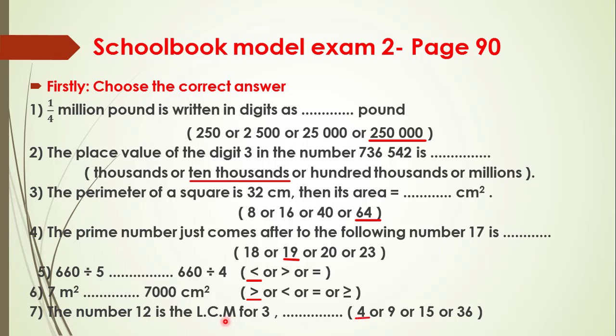The number 12 is the lowest common multiple for 3 and 4. Okay, 12 is not a multiple for 9 or 15 or 30 or 36. It's only a multiple for 4. So 12 is the lowest common multiple for 3 and 4.